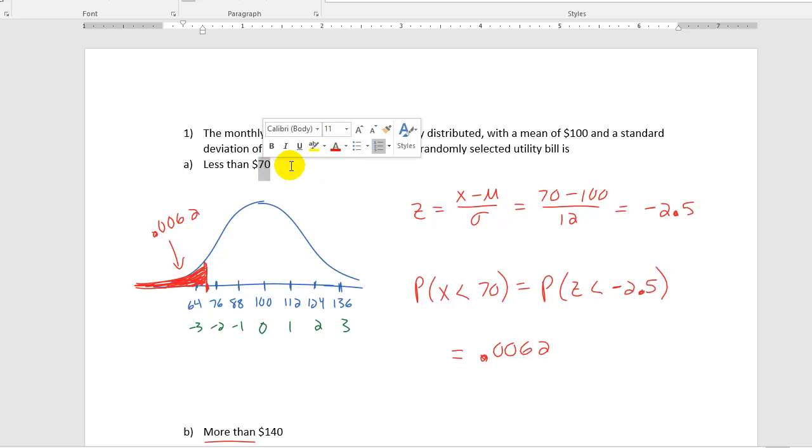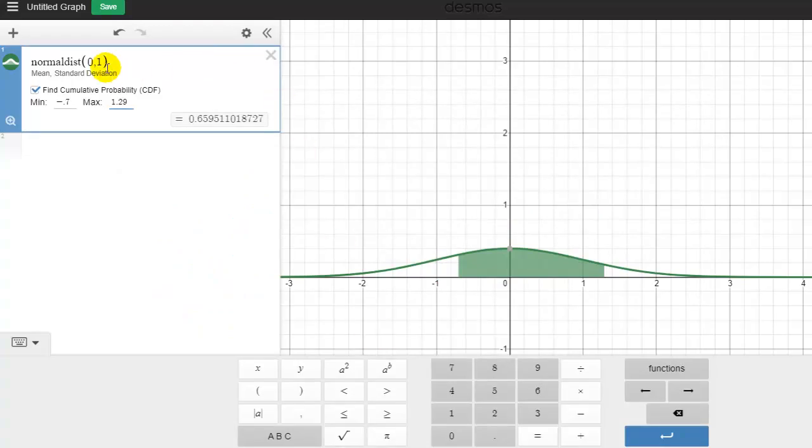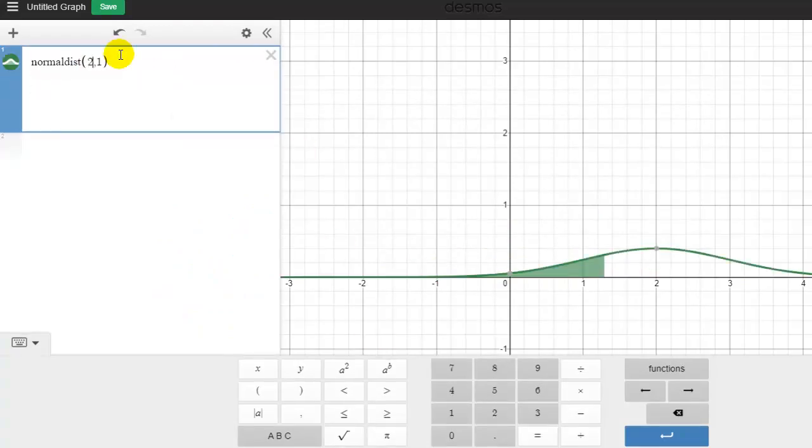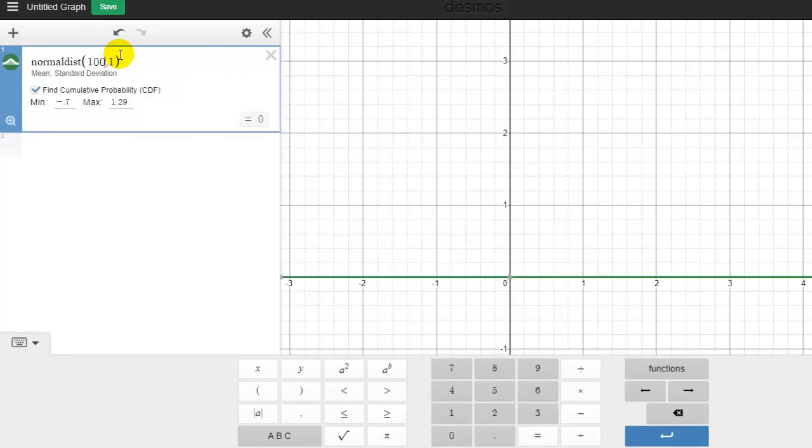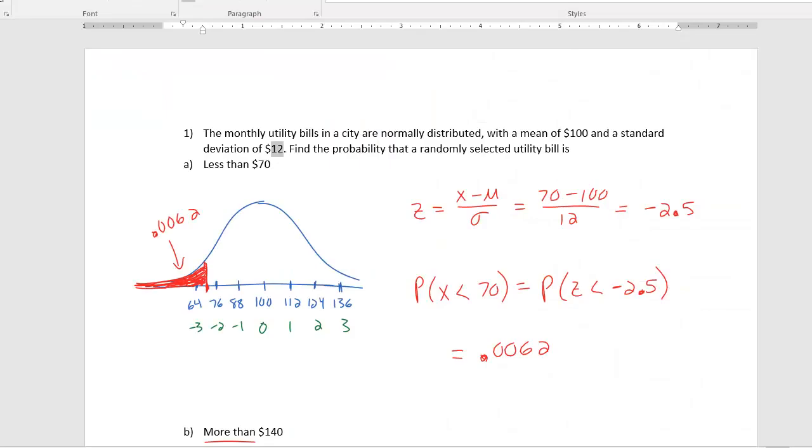this question saying what's the probability that I'm less than $70? So I'd have to calculate the z-score of 70 and then look this up in my table. The advantage to Desmos is I can just type in my mean of 100, my standard deviation of 12. So let's take a look at that in Desmos real quick. So I'd have my mean of 100, my standard deviation of 12. So instead of converting to z-scores, I'm going to look at the raw data value of 70.